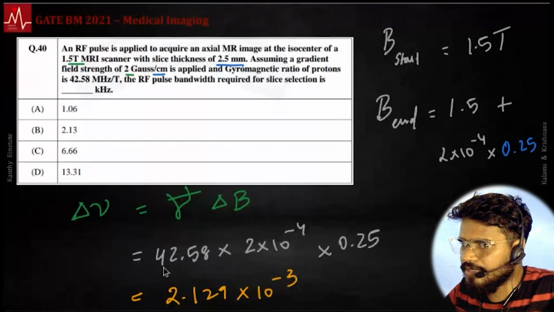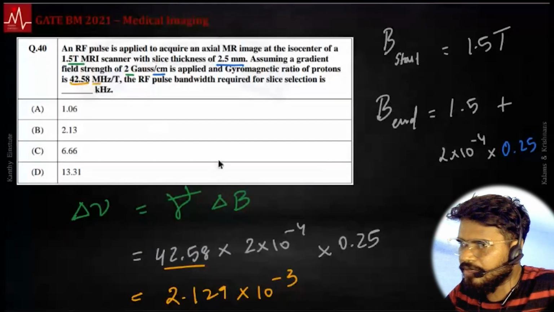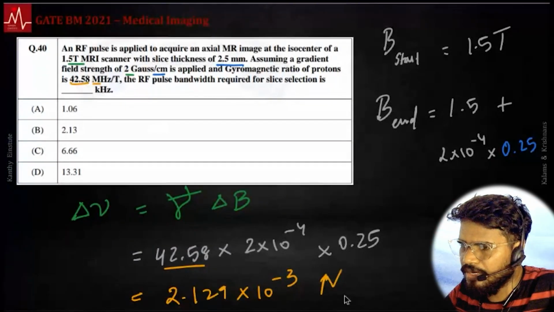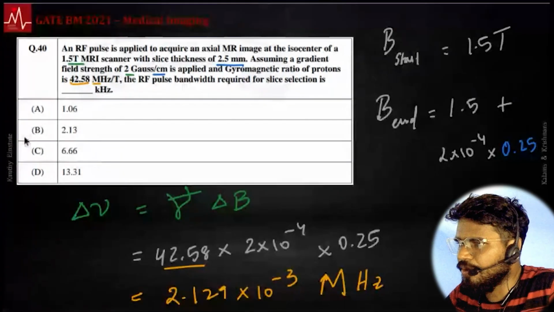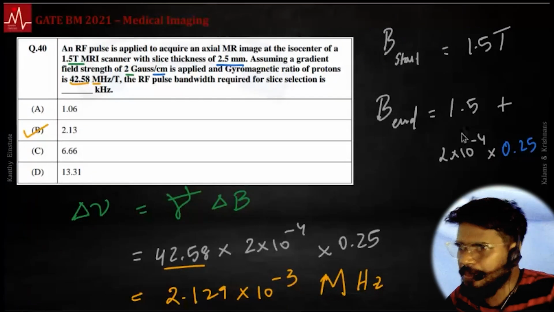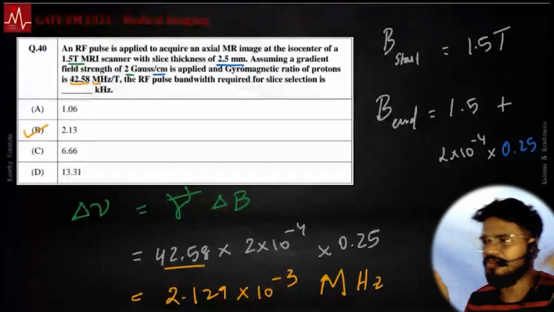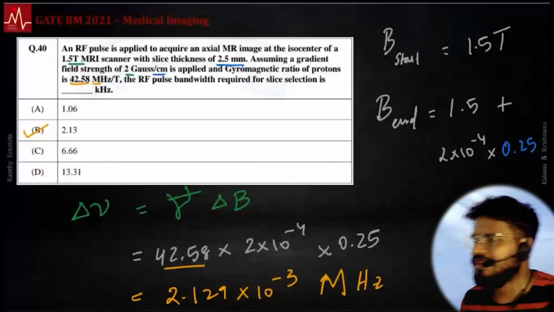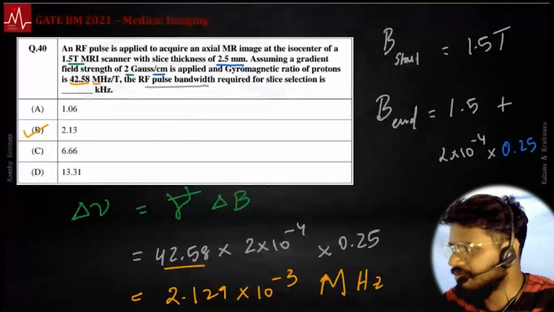But right now your answer has the units of 42.58 megahertz. So this is megahertz. In kilohertz, this will be 2.12. 10 power minus 3 and 10 power 3 will cancel, leaving you option B. So delta nu is a change in precession frequency from this end of the slice to that end of the slice. That is the bandwidth, all right? And by definition, that's a change in frequencies.